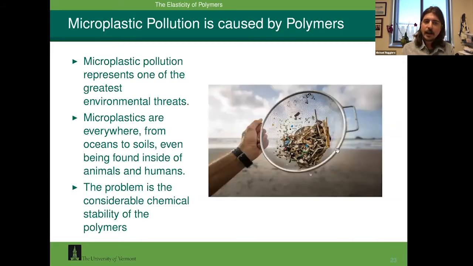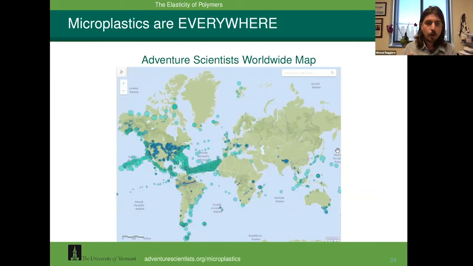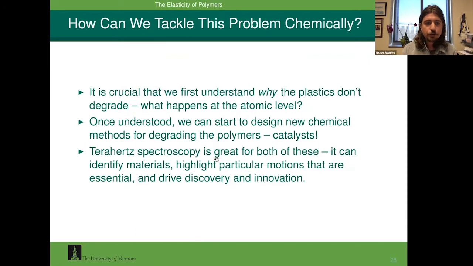They are found everywhere. And this is just one map, and you can go on Google and find tons of maps of everything. This is a world map, but I've seen papers where they've looked at one river in Germany and have found microplastics everywhere, inside of fish, even inside of some humans. They found microplastic particles. So it's a huge problem.